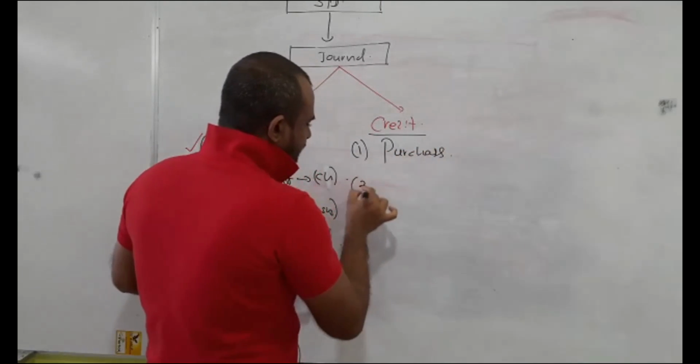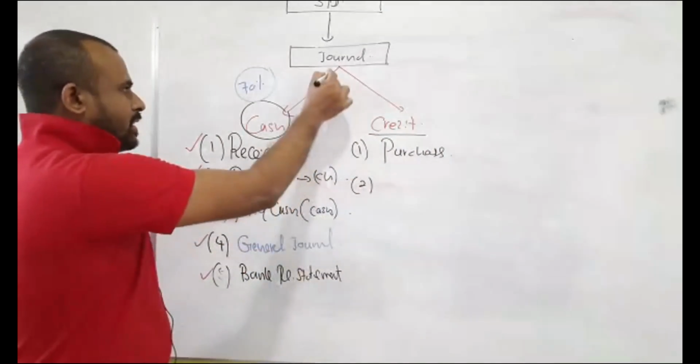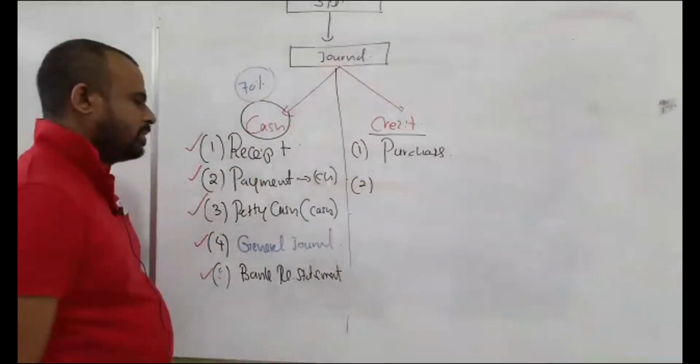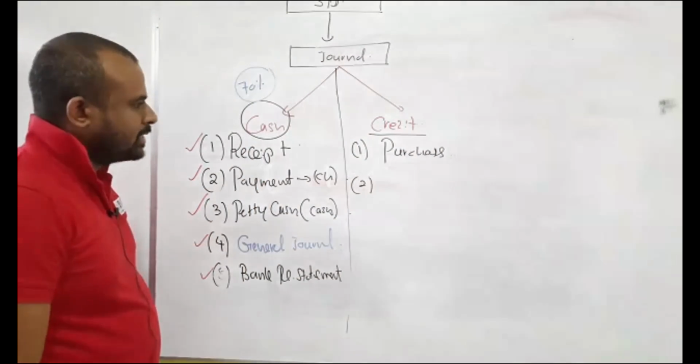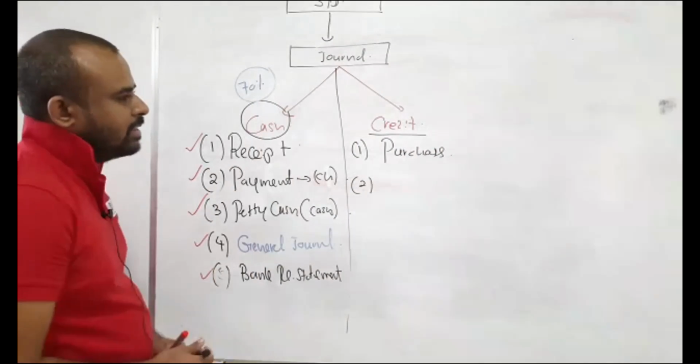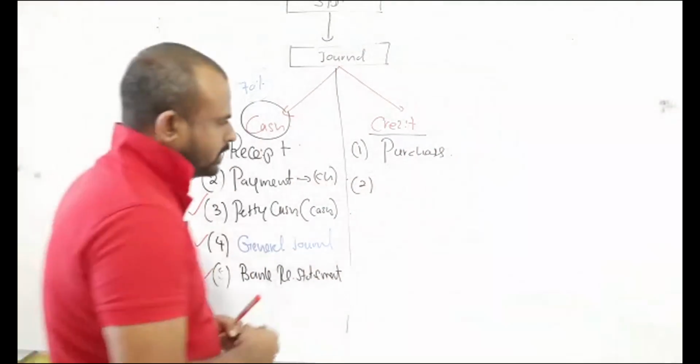So the credit transactions will be recorded in separate journals, right? You can't record them in the journals that you maintain for the cash transactions. What are the journals that you have for recording the credit transactions? One is a purchases journal.